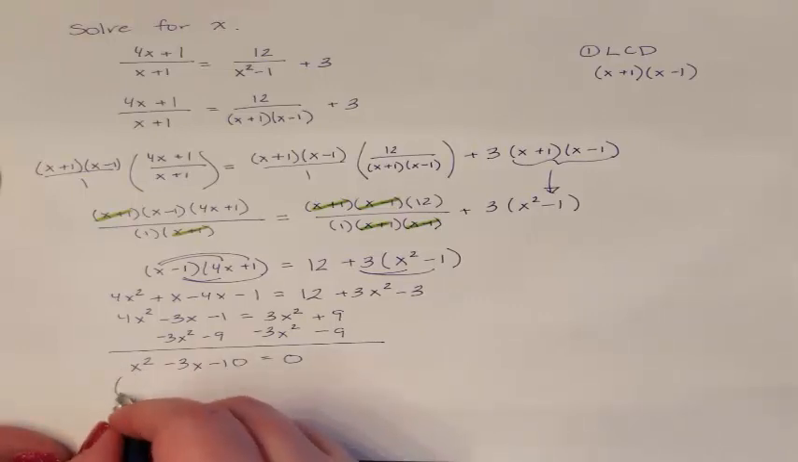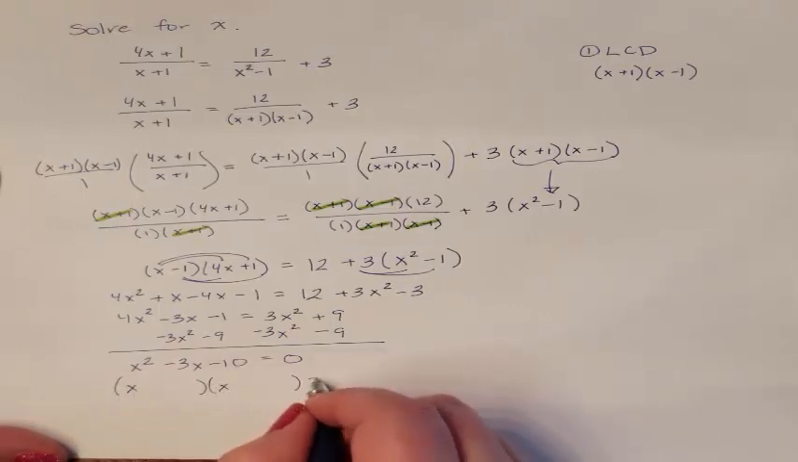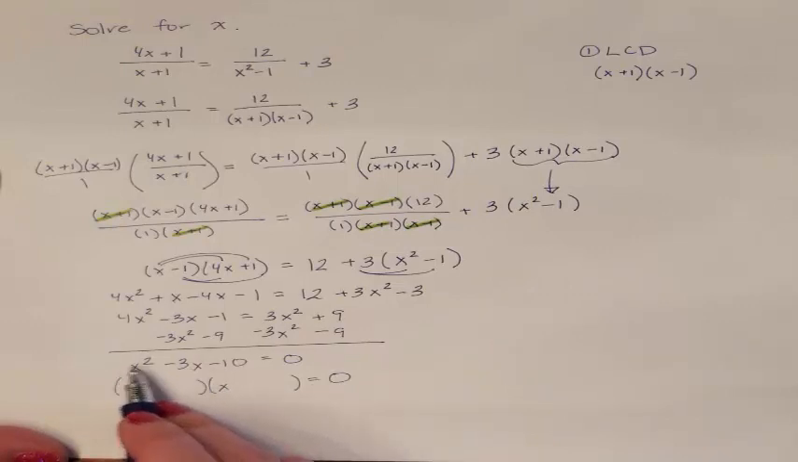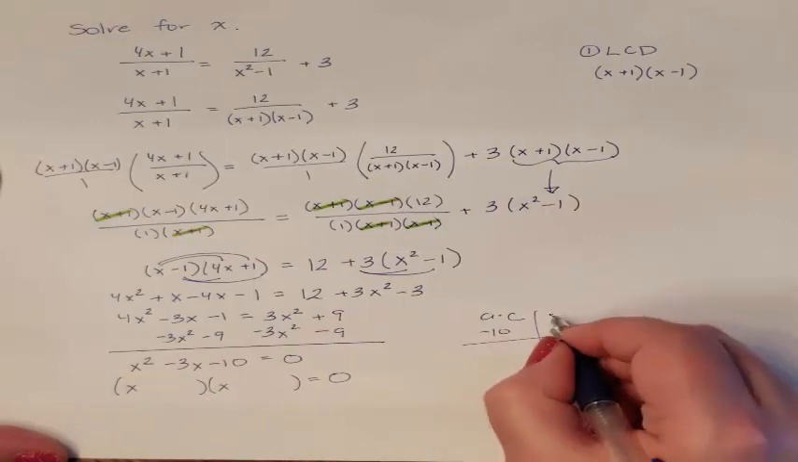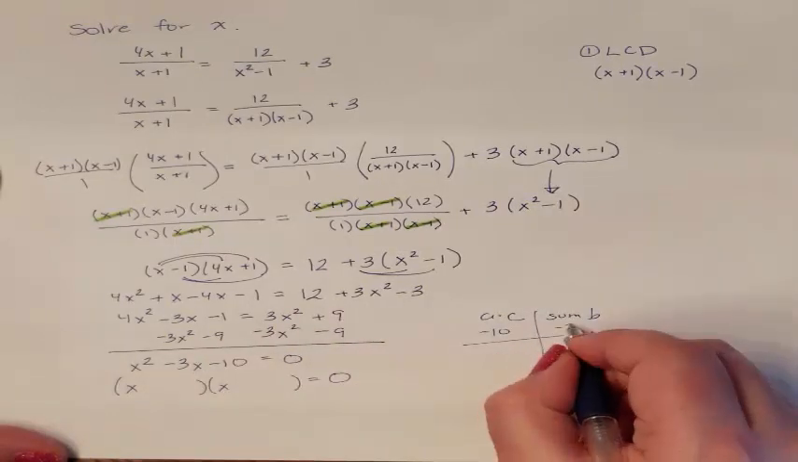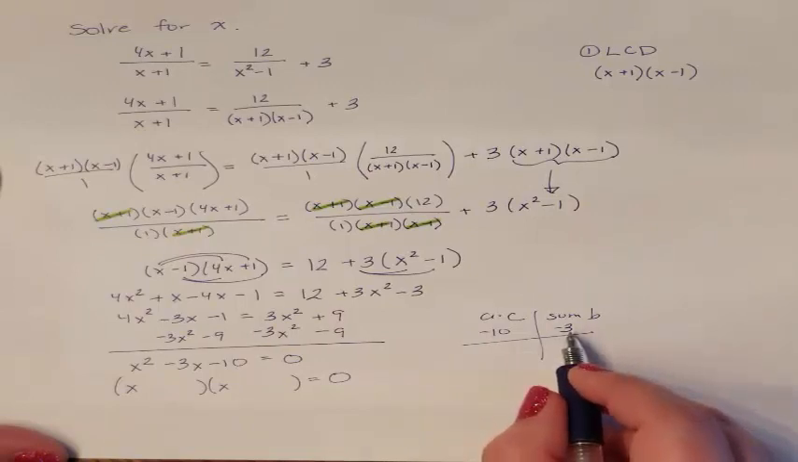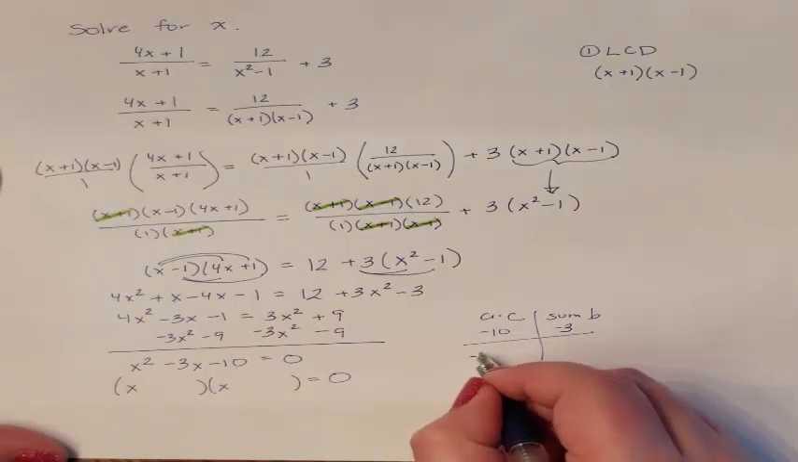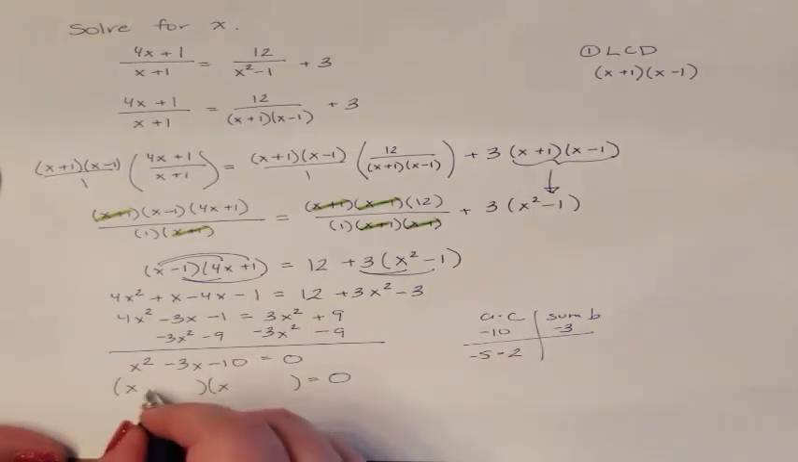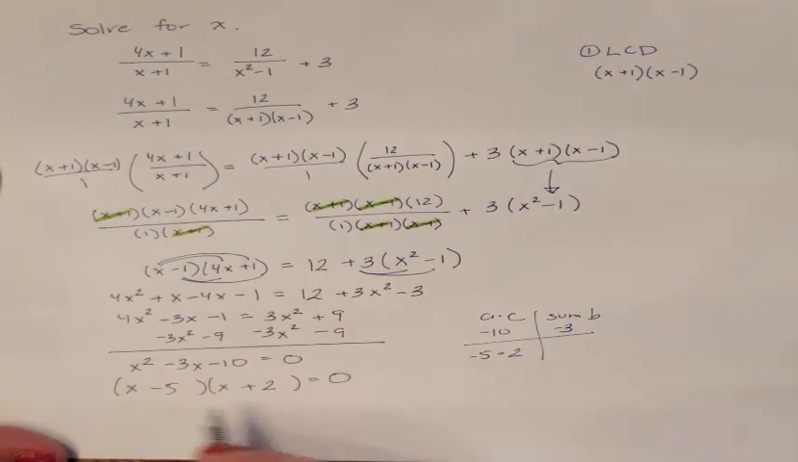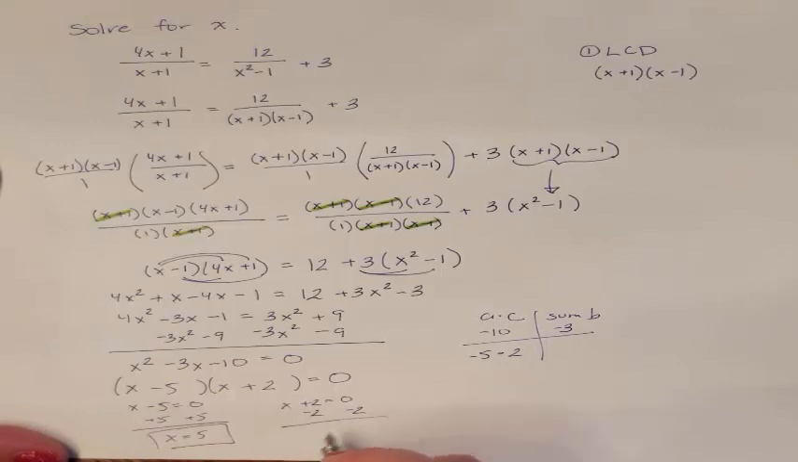Leading coefficient is a 1, which means I can automatically write it like this, and I can figure out what I have. I need two numbers that multiply to give me negative 10, but when I add them, they are supposed to give me a negative 3. So trying to think of these numbers, I end up having a negative 5 and a positive 2. These multiply to give me negative 10. When you add them, you get a negative 3. So minus 5 and plus 2. These two parentheses are the zeros, and you're going to solve for x. So x is 5, and x is a negative 2.